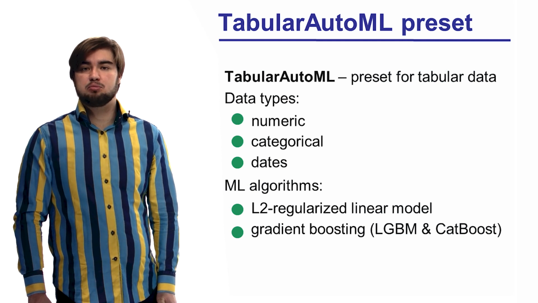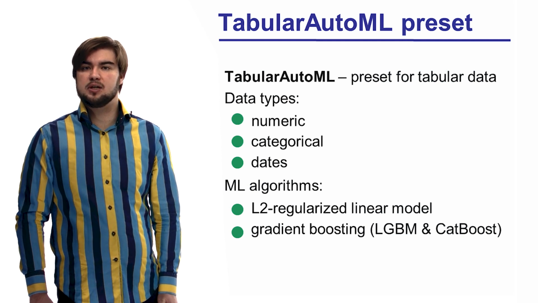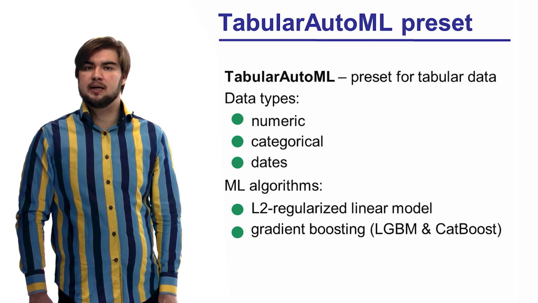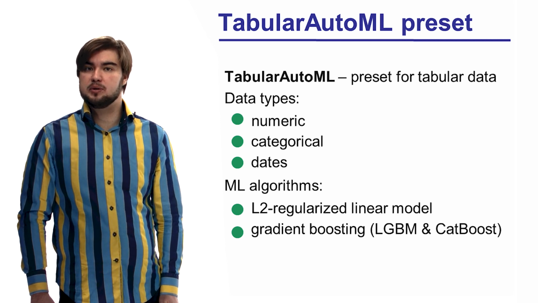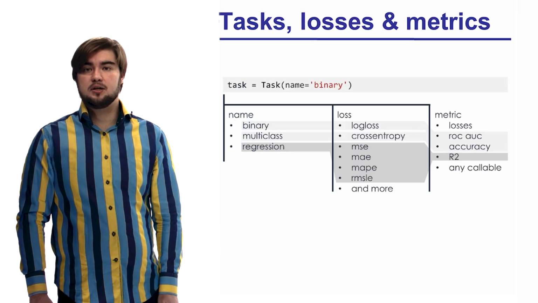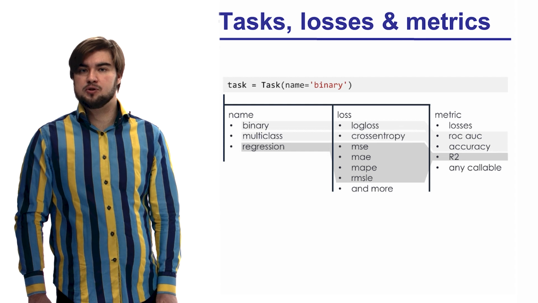TabularAutoML is a special preset designed for processing tabular data. It supports numeric, categorical, and date features. TabularAutoML uses two types of ML algorithms, a linear model with L2 regularization and a gradient boosting in LightGBM and CatBoost libraries implementations. LightAutoML supports a great variety of losses and metrics to select the best model.